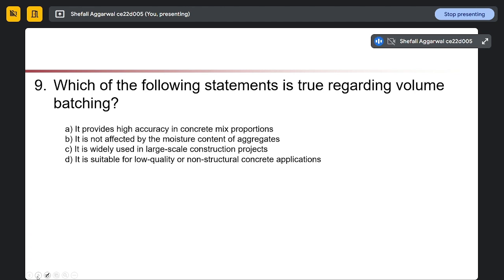Okay, so the next question is, which phase of cement hydration involves the rapid formation of ettringite? So we have five phases in our cement hydration. Firstly, there is the initial mixing. Whenever there is an initial mixing, there is a jump in the heat evolution.